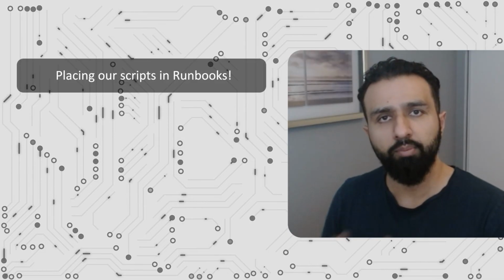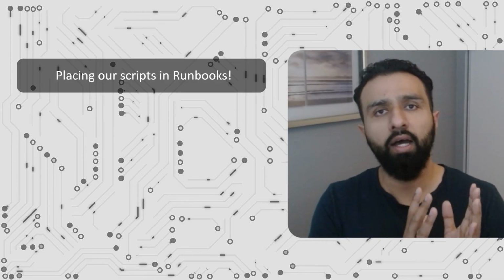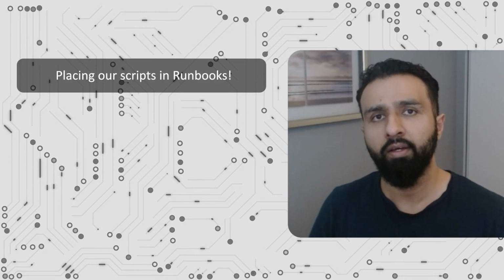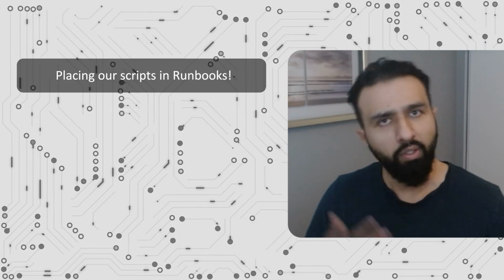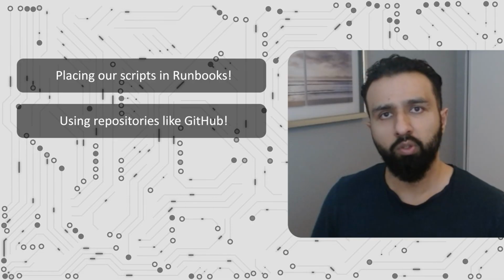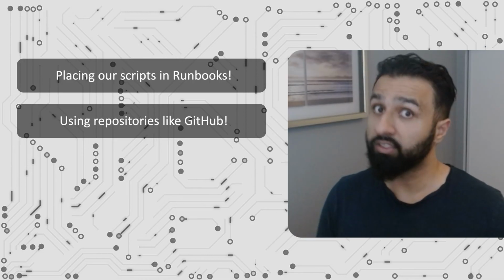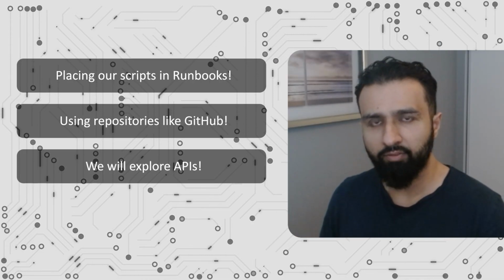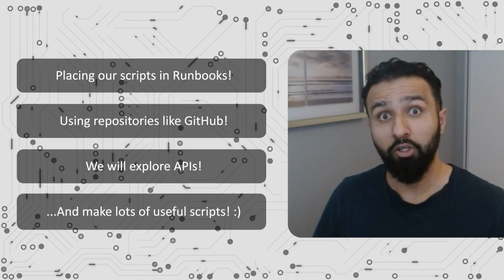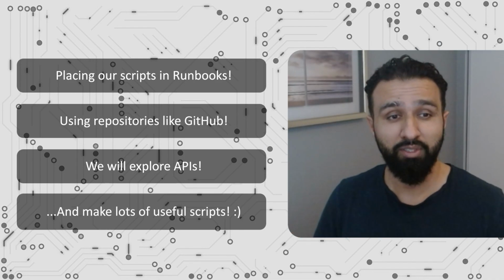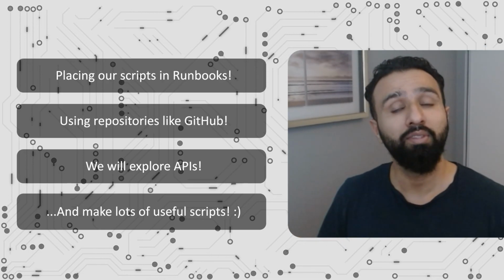Like taking our scripts and putting them in the cloud so they can run unattended, like you would if you use Azure Automation Runbook. We'll look into storing our scripts in a version control system like GitHub as our repository. We'll also interact with these platforms using REST APIs and learn how APIs work. And of course, we'll be making a whole bunch of scripts. So without further ado, let's begin.